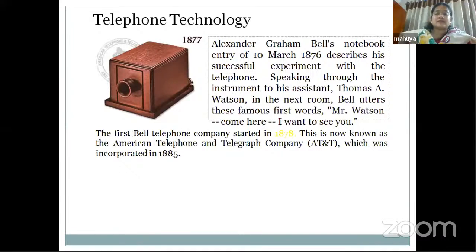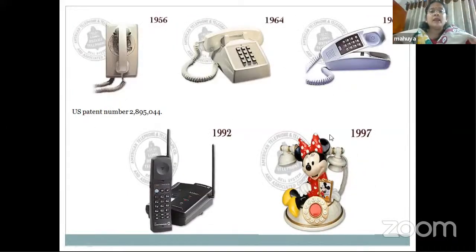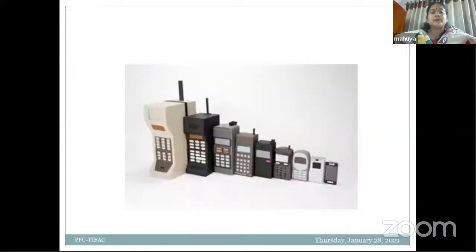As you can see, this is Alexander Graham Bell's model from 1876. Now we take a tour of telephone models from different years. This is the 1999 model, then 1928, 1937, 1956, 1968, 1992, 1997, and lastly, I think you all have different mobile models now, and you are also seeing this webinar through your mobile.